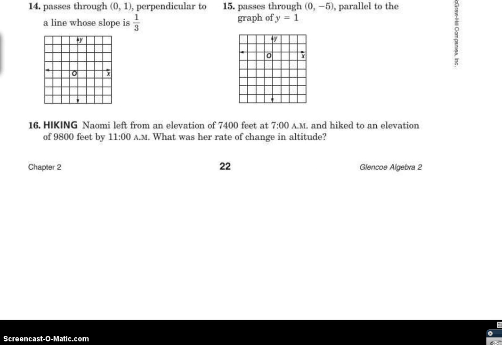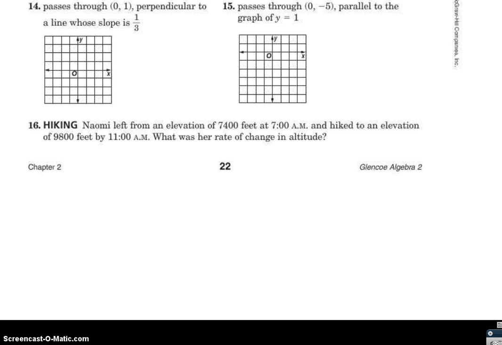Okay, now for those of you that have the skills practice, let me show you one more example. Looking at problems 14 and 15, here it says I have an equation that passes through the point (0, 1). So just like we did in the earlier problems, you'll plot that point. But now it tells you you have a perpendicular line with a slope of 1/3. And same with number 15, although this one says it's parallel to the graph of y equals 1.